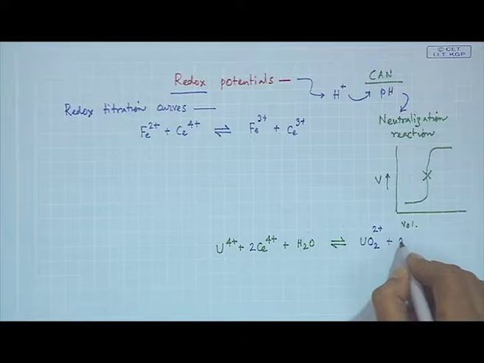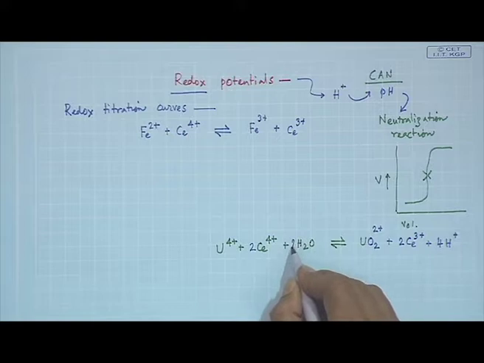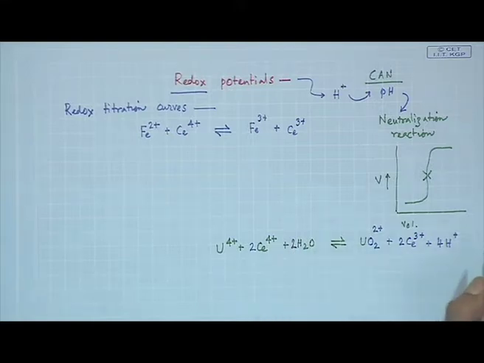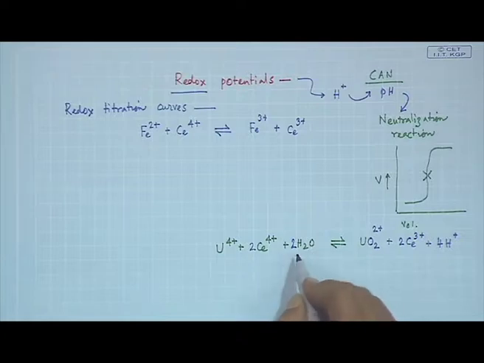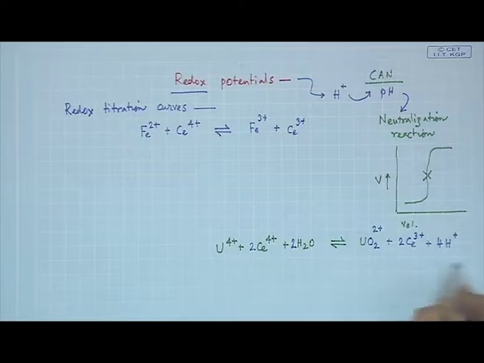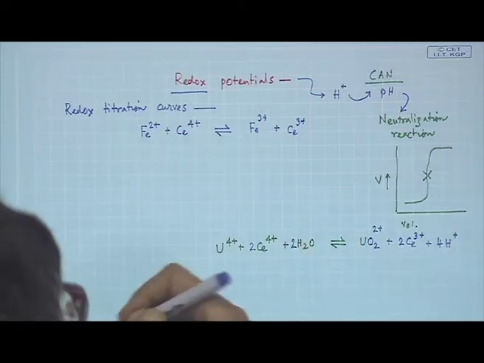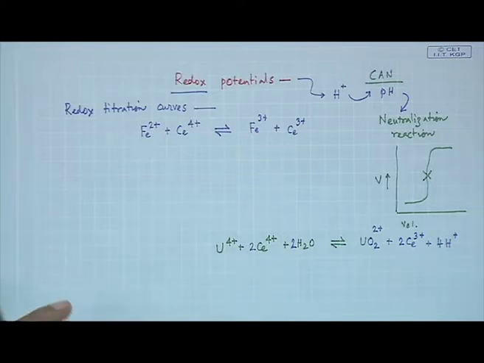So, you have 2 Ce3 plus and the protons which are coming out from the water molecule. So, you require 2 of these water molecules. So, the transfer of O2 minus from the water molecule can go to your uranium center, but this is a typical redox reaction, and we want to follow this by means of your redox titration.